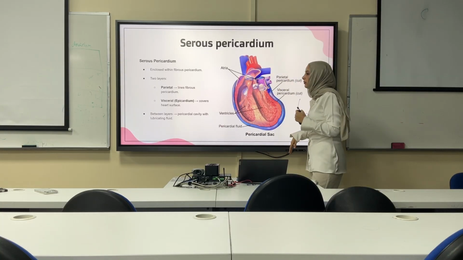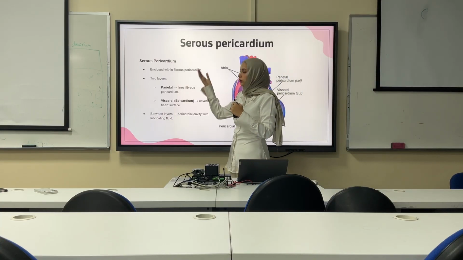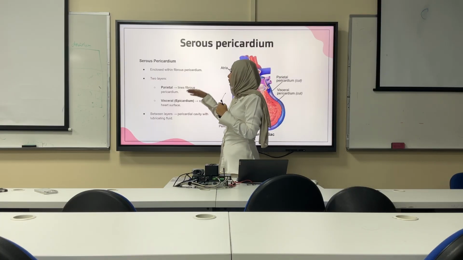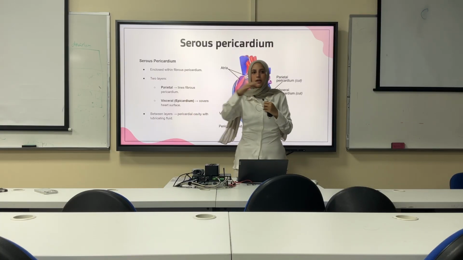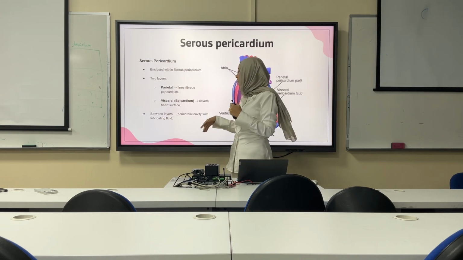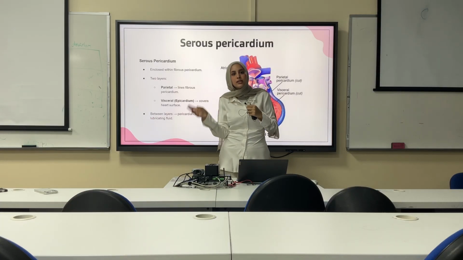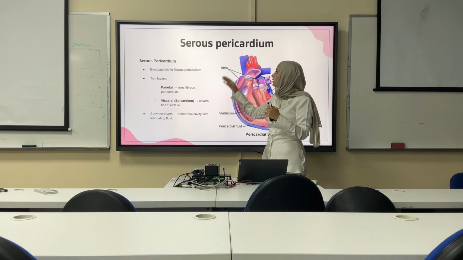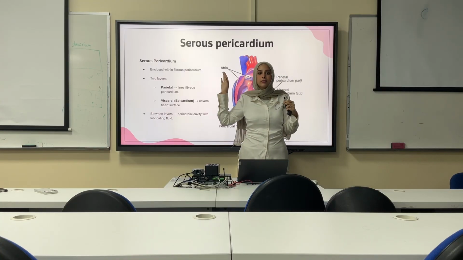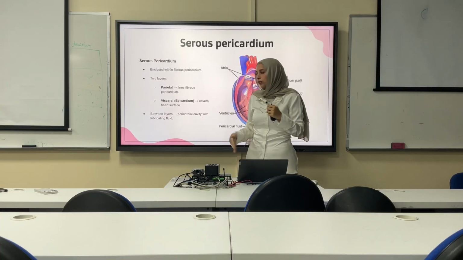Now the serous pericardium, the inner one, is enclosed within the fibrous pericardium, so inside it. It has two layers, parietal and visceral. Anything parietal is outside, anything visceral is on the inside. The parietal lies against the fibrous pericardium, and the visceral is the same as the epicardium. So if I say the visceral serous pericardium or the epicardium, it's the same thing. This covers the heart surface. It's directly on the heart.